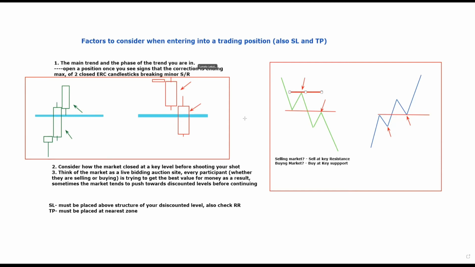And now this is what you see. Let me pause a bit. So the yellow rectangles signify your key resistance and your key support. This is the example for when you're in an uptrend.